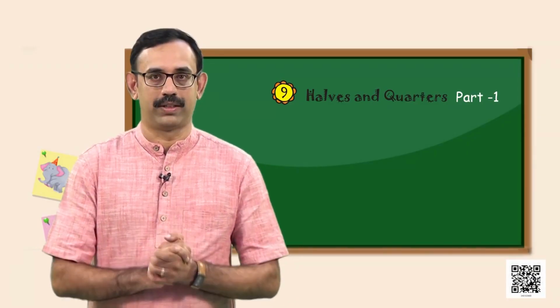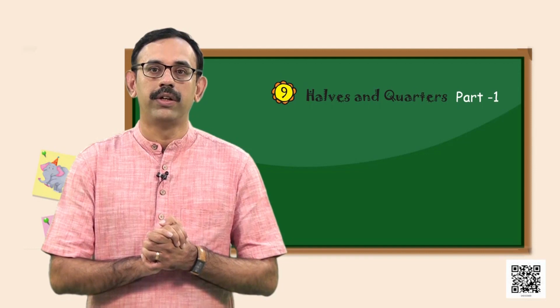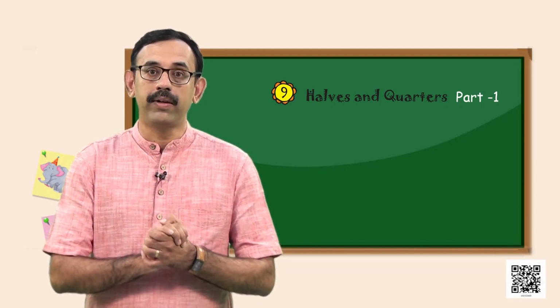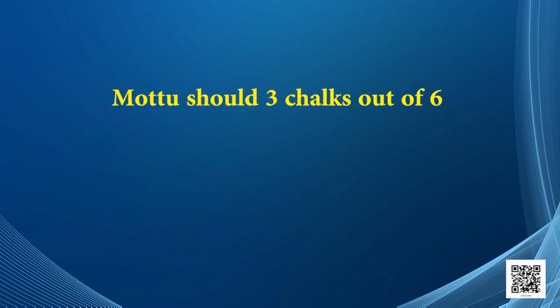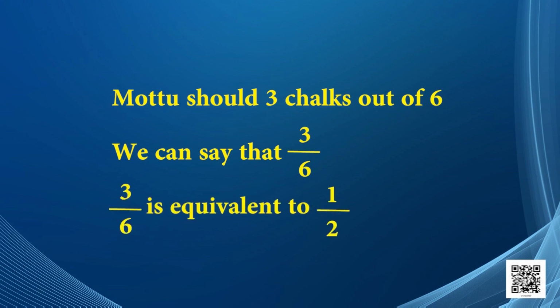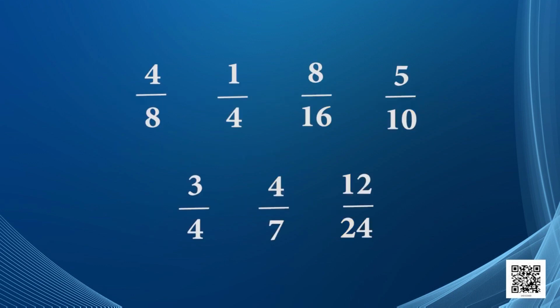If there were 6 chalks, how many chalks should Motu get to get half? Yes, Motu should get 3 chalks out of 6. It can be expressed as 3 upon 6. So, we can say that 3 upon 6 is equivalent to 1 upon 2. Which of the following are equivalent to 1 upon 2?